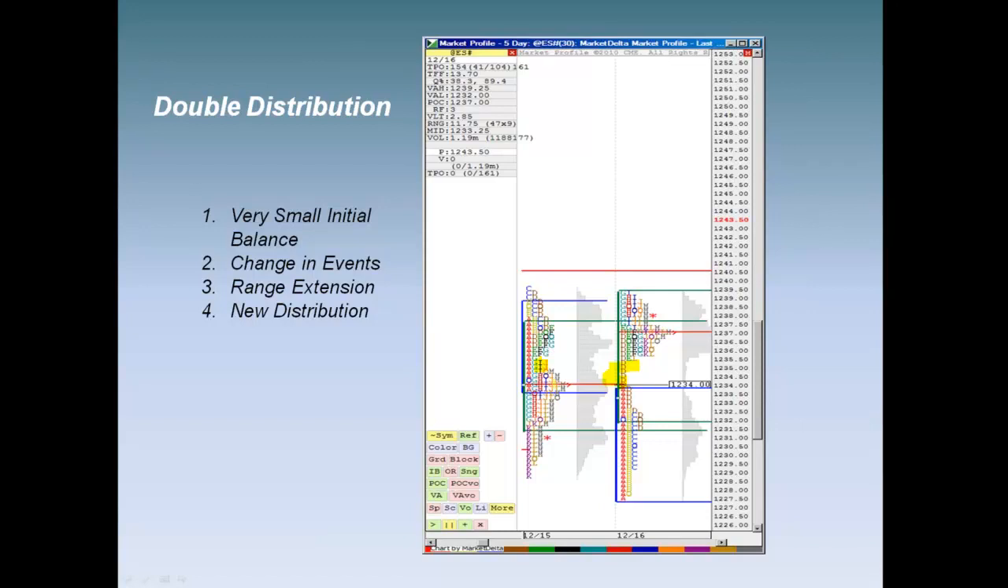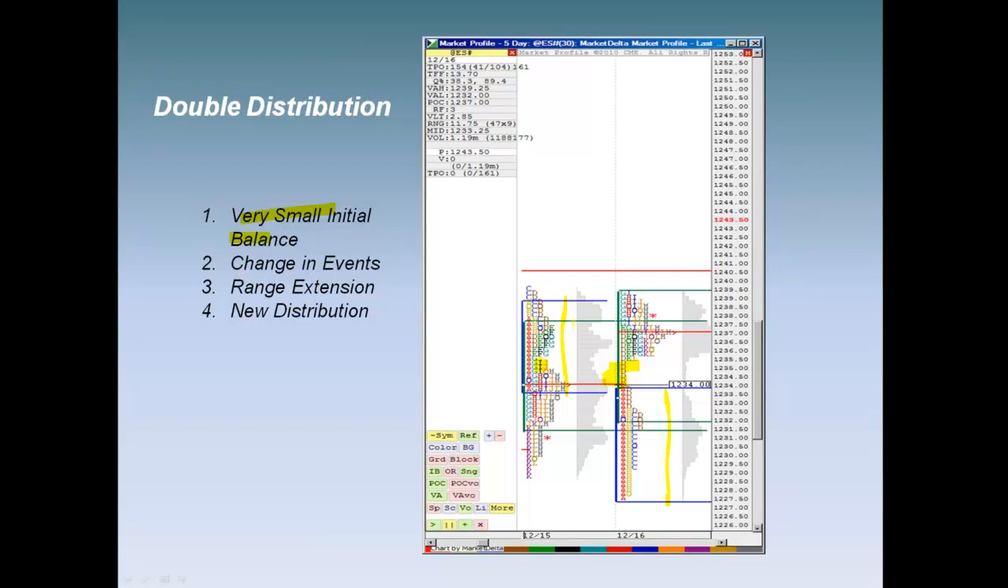In any event, what really happens is the market begins with a very small initial balance. And as you can see here, we have a small initial balance, and here again we have a small initial balance. They're almost both about equal in size.